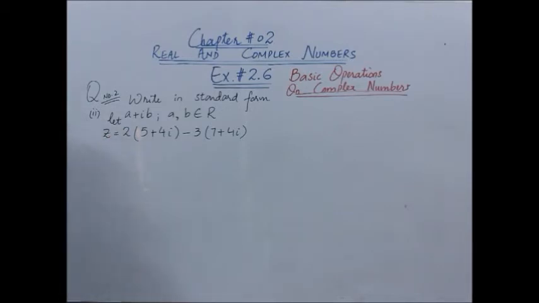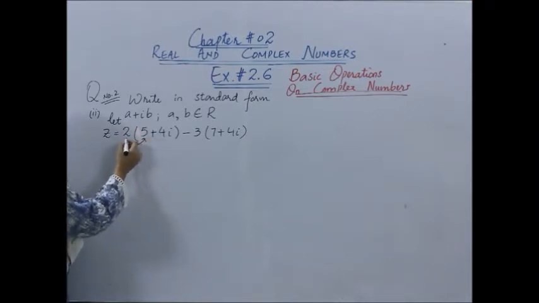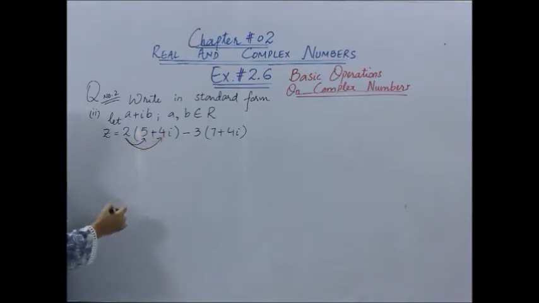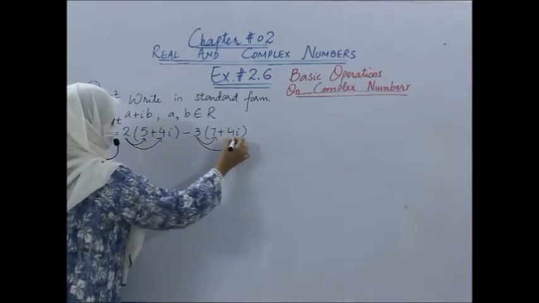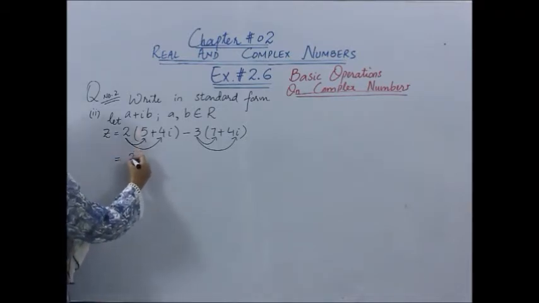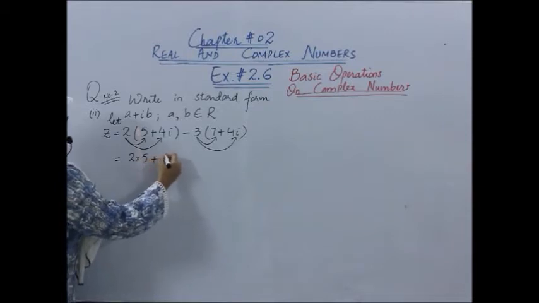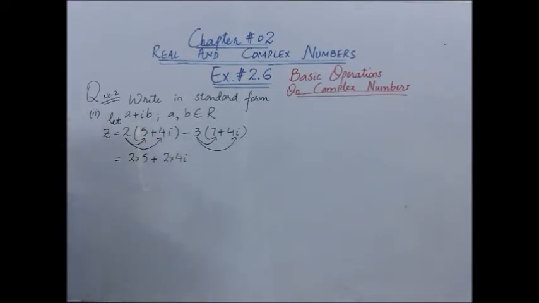Now students, what would be our first step? Here, as you can see, you will multiply 2 to the complex number 5 plus 4 iota. 2 will be multiplied with the real part and then with the imaginary part. Similarly, here 3 would be multiplied with the real part and 3 with the imaginary part of the complex number given next to it. So 2 into 5 will give you 10 plus 2 into 4 iota will give you 8 iota.